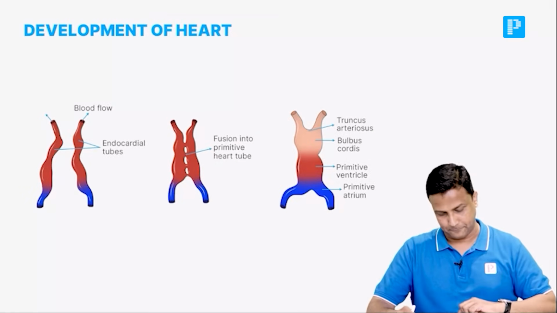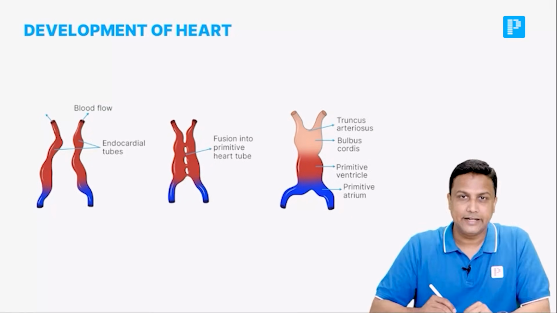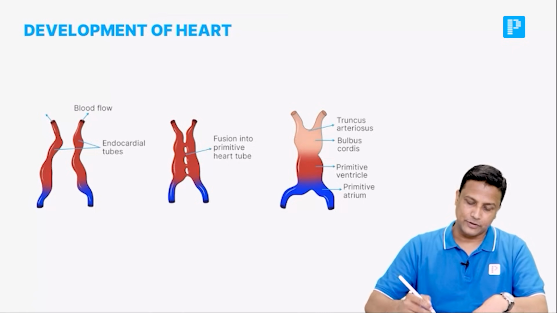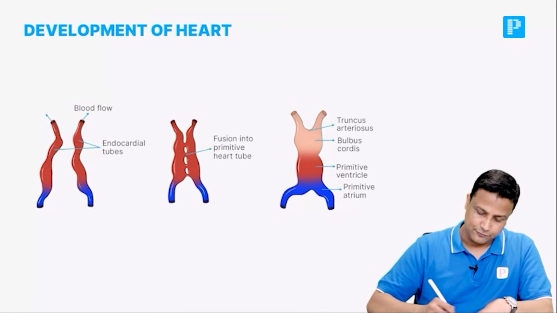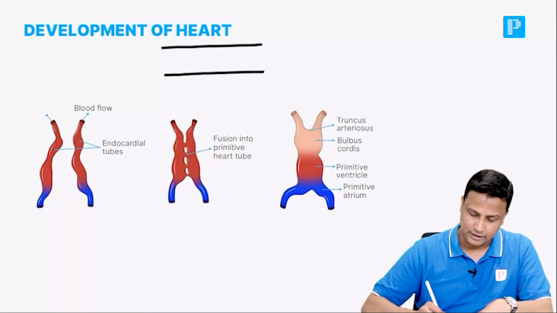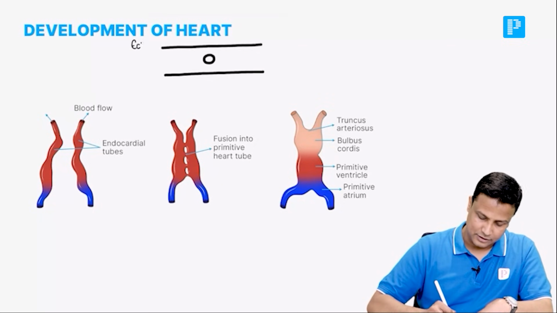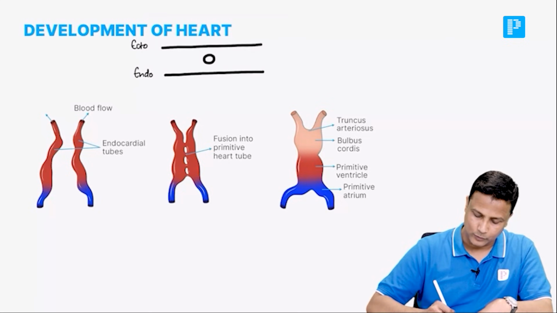Development of the heart begins from the lateral plate mesoderm. Let me show you where exactly you find this. For example, if this is the ectoderm, and this is the endoderm with the mesoderm in the middle, and this is the notochord, then this is the transverse section of an embryo in the 3rd week of development.